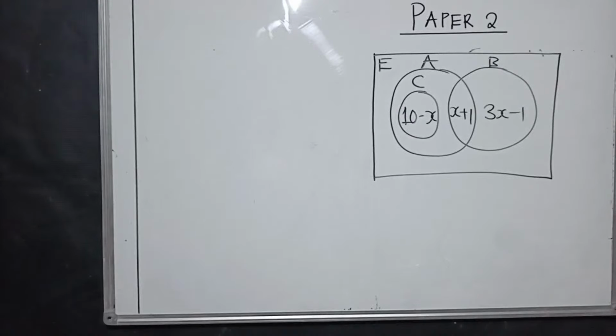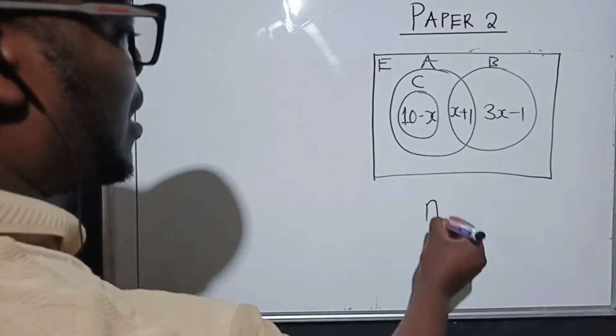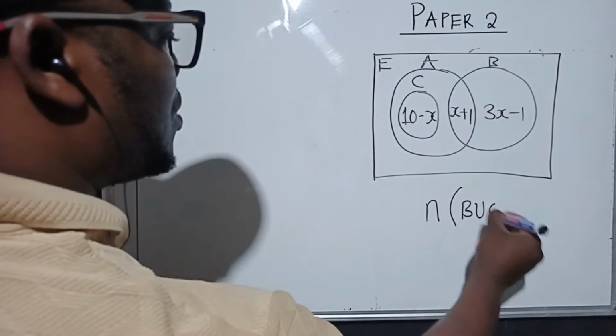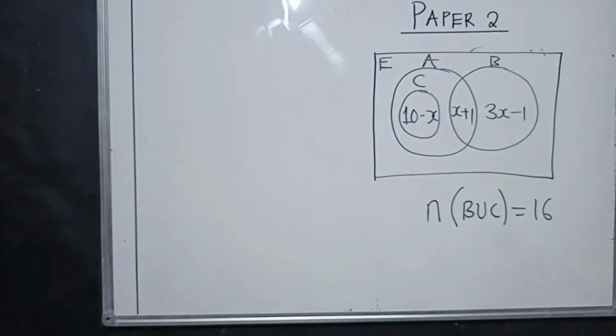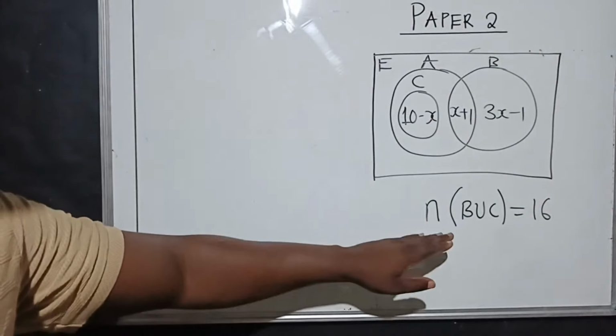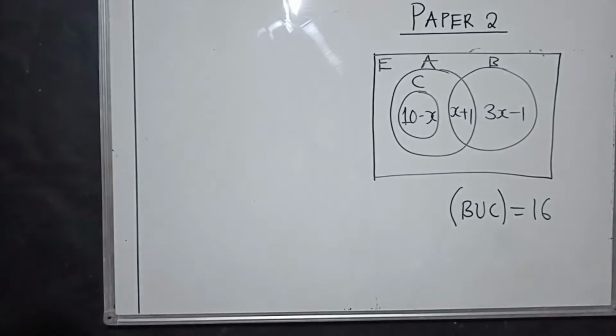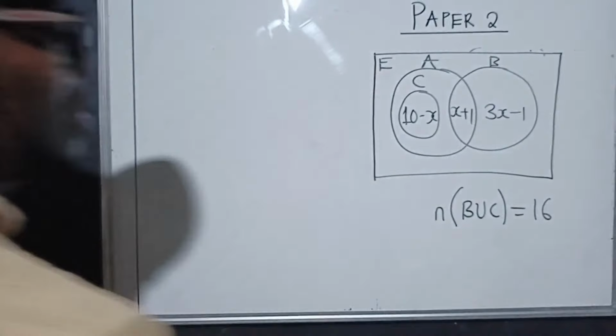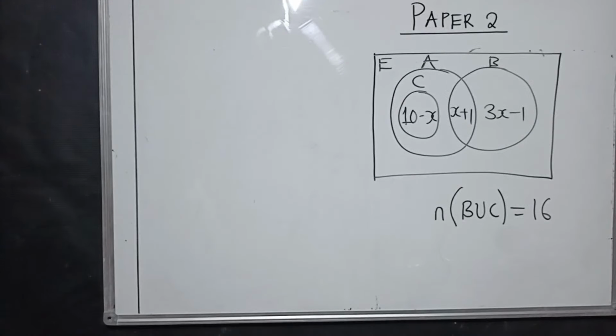Now, look at the questions. The first question, they are saying, find the value of x such that n of B union C is equal to 16. Have you seen what you've been given? This is not intersection, it's n, small letter n. n open bracket B union C close is equal to 16. Now for this one, how do you answer that question? How do we get to find the value of x?